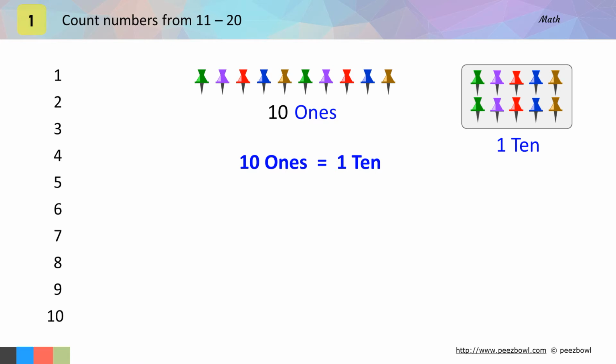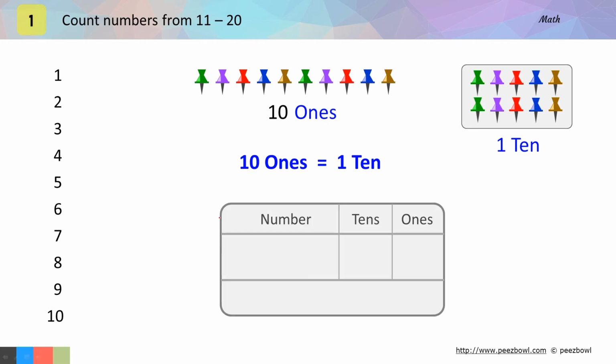I will draw a simple table. In the heading I have number, then number of tens and ones in this number. Ones and tens are nothing but place value in a number. Place value shows the value of any digit in a number. Let us learn this by a few examples.